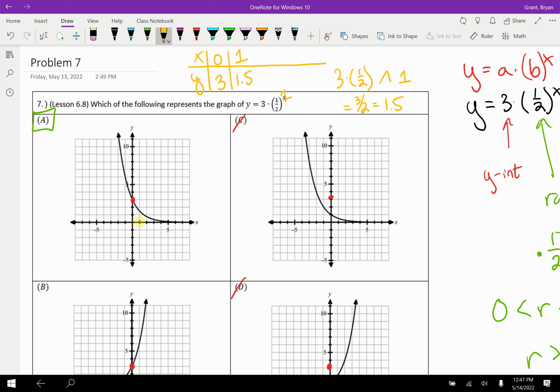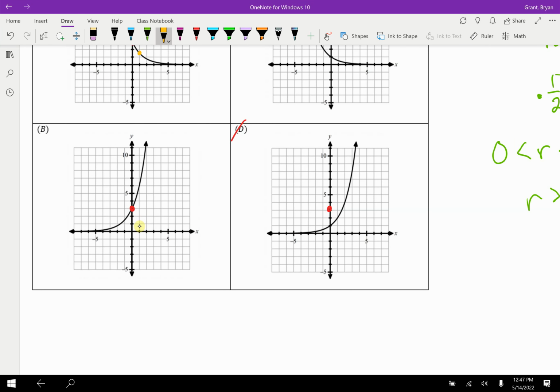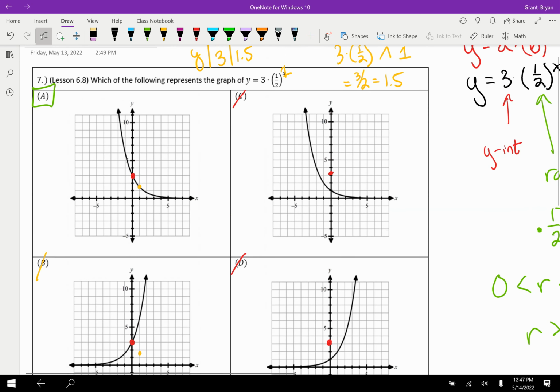On the first graph, over 1 up 1.5 lands right on the graph. On the second one, over 1 up 1.5 doesn't land on the graph. And so looking at this, we can see since our points didn't line up on B, we must end with A.